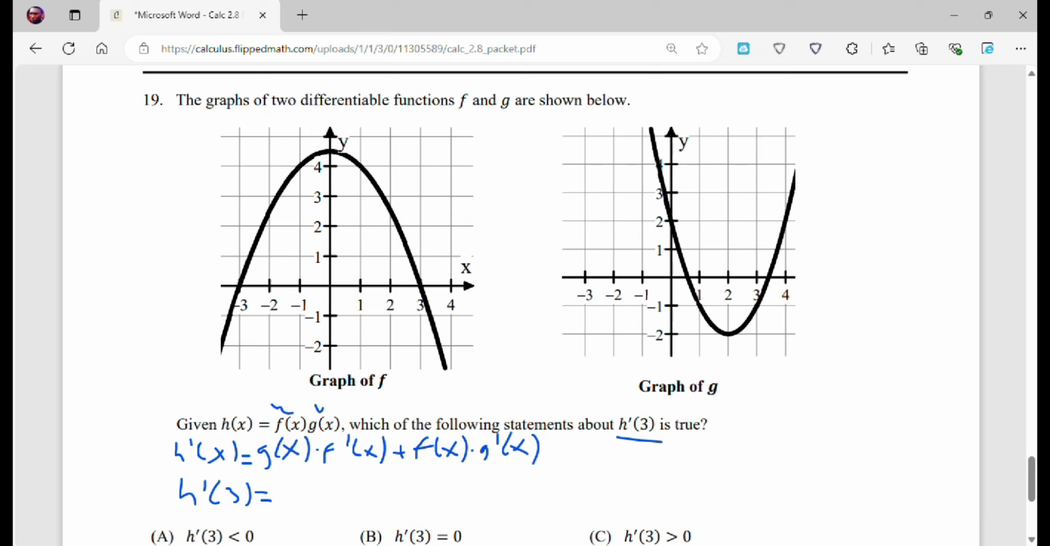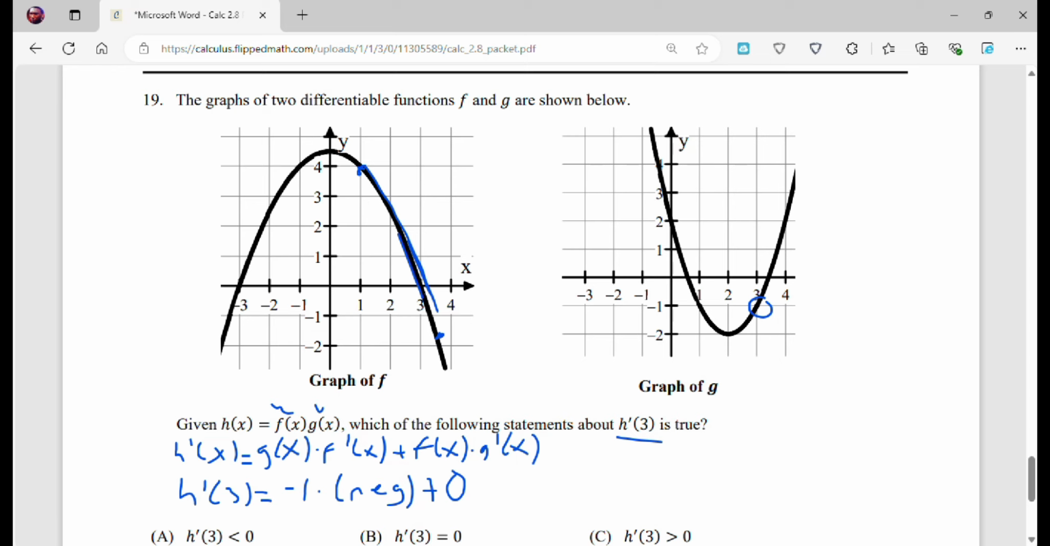Okay, we know g of 3, right? Because it's given. G of 3 is right here. So g of 3 is negative 1. Negative 1 times f prime of 3. So f prime of 3 is going to be the average rate of change, approximately, right? So right here, the slope of the tangent line is negative at f prime of 3. And so f prime of 3 is some negative number. I'm going to leave that as neg. Okay, so negative 1 times neg plus f of 3. F of 3 is 0.